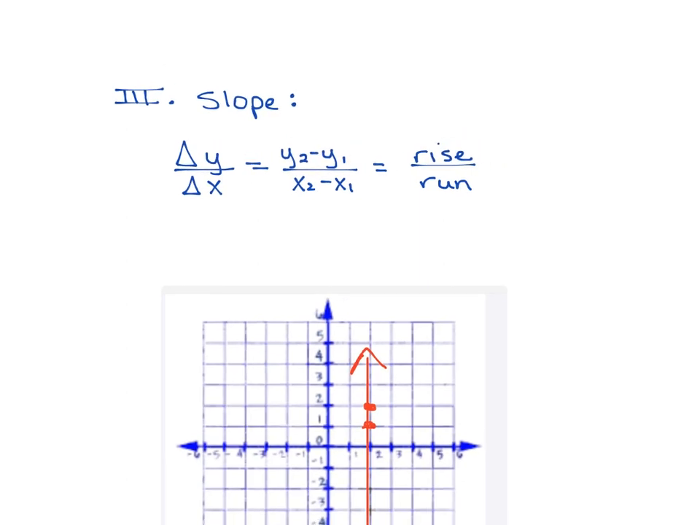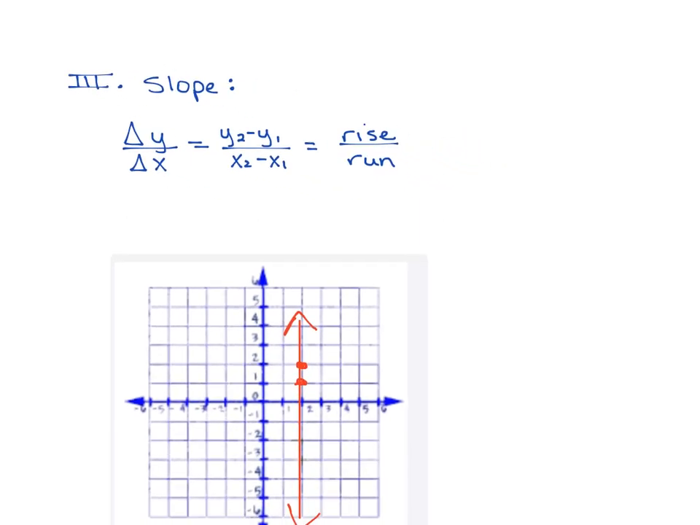So common mistakes I see with students with slope, they think the x goes on top because the x is first in the ordered pair. You must put the y coordinate on top.